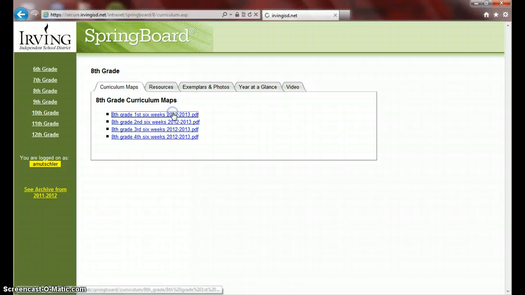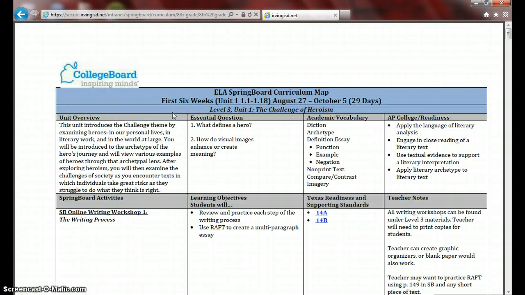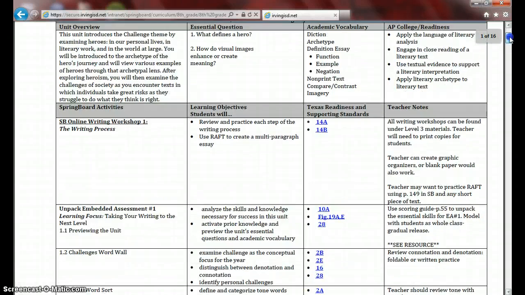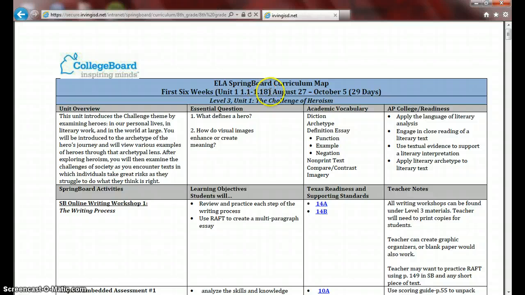Now, all of these curriculum maps were written by Irving ISD teachers who were exemplar in using Springboard, and it contains a realistic Irving ISD snapshot of how this can be implemented in your class. It will tell you at the top how long. Well, this is the first 6 weeks, so about how long this should take, so 29 days. It'll give you the Level 3, Unit 1, the Challenge of Heroism. This unit overview will be condensed on top, and that was what we looked at on the Springboard site. It'll give you your academic vocabulary, your AP college readiness, and of course your essential questions.